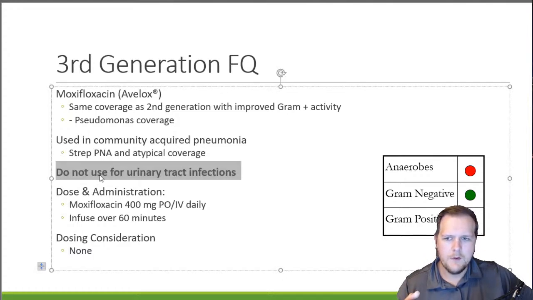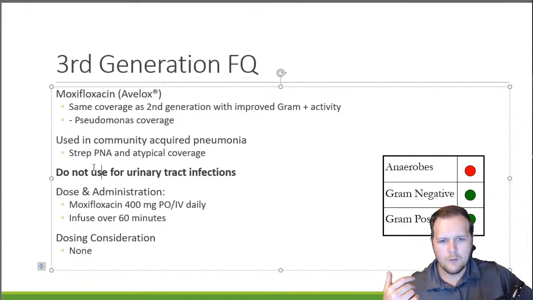This is a big one here because the fact that it gets metabolized entirely in the liver, it really doesn't get into any significant concentrations in the urinary tract. So if it never makes it to the urinary tract, then it's never really going to be able to interact with those bacteria and kill them off. So you cannot use it for those type of infections, okay?